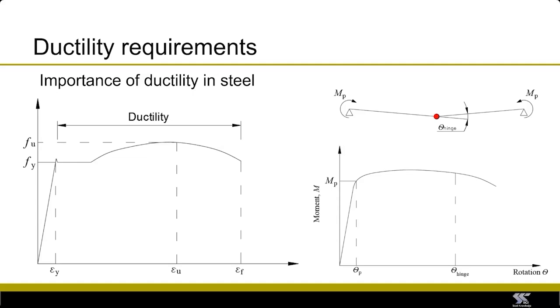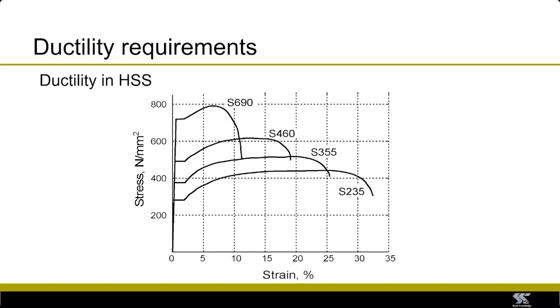Now, let's look at what happens to the ductility of the steel when the yield strength of the steel increases. So here I'm comparing typical stress strain curves of steel grades S235 to S690. As Nancy mentioned, as the yield strength of the steel increases, the ductility or the elongation at fracture decreases, and the tensile to yield strength ratio also decreases.